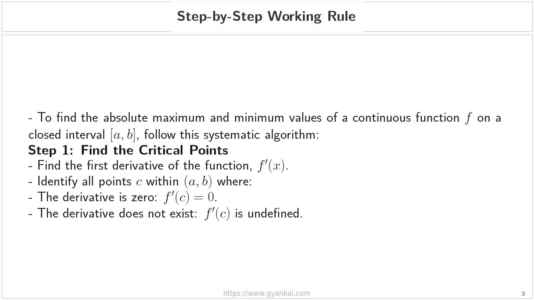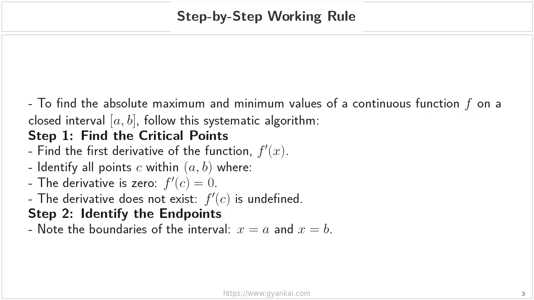To do this, first calculate the first derivative of the function, which we denote as f prime of x. Once you have the derivative, identify all points, which we will call C, located within the open interval from A to B where either the derivative equals 0 or the derivative is undefined. These points are our primary candidates for the absolute extrema. Step 2 is to identify the endpoints. This is a simple but crucial step where we note the boundaries of our given interval, specifically where x equals a and x equals b. As we discussed previously, the absolute highest or lowest values often occur at these boundaries.